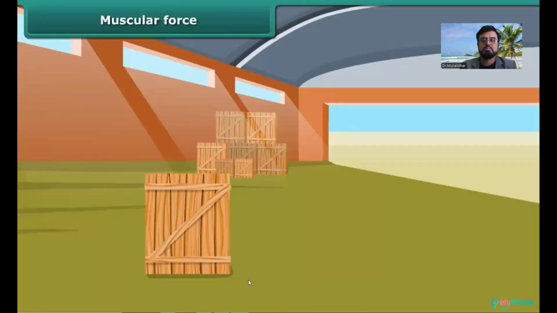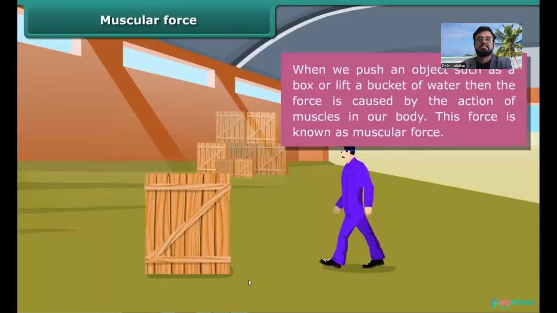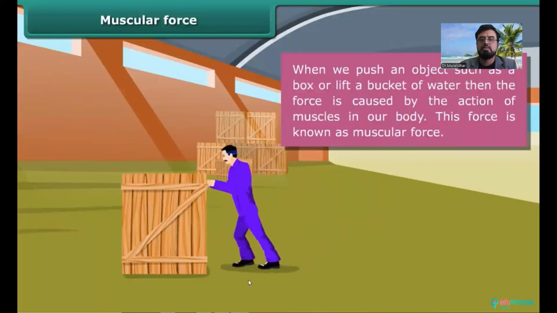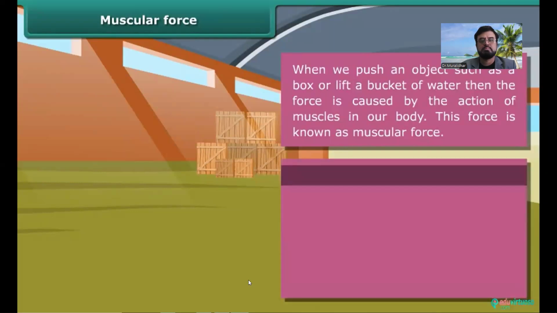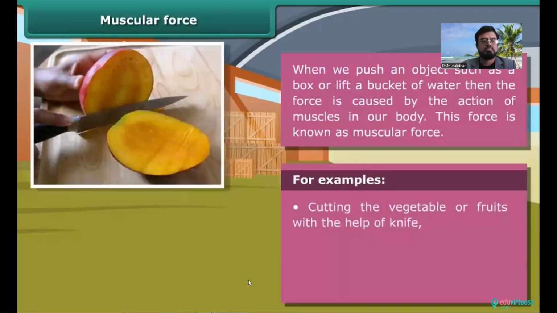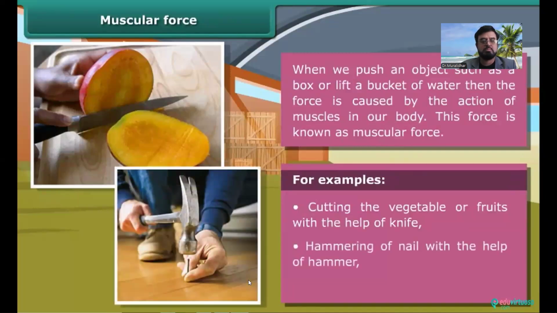Muscular force. When we push an object such as a box or lift a bucket of water, then the force is caused by the action of muscles in our body. This force is known as muscular force. Note that muscular force is always applied either directly through touch or indirectly with the help of a stick or piece of rope. For examples, cutting the vegetable or fruits with the help of knife, hammering of nail with the help of hammer, pulling a cart by horse.